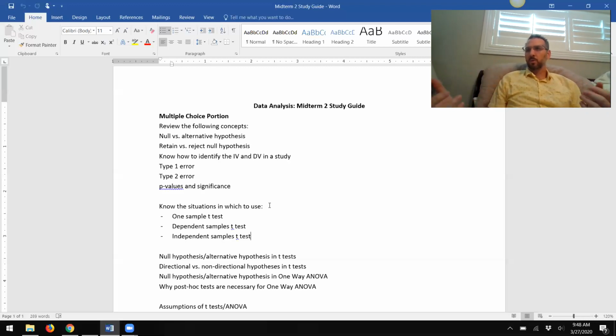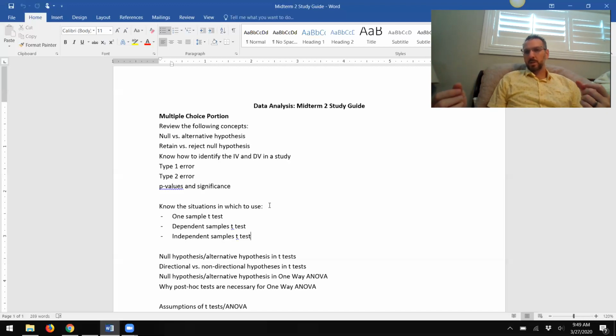So if I wrote, oh, you want to see if this value is 65, well, that's most likely going to be a one sample t-test, because I'm giving you a specific number and saying, okay, is the sample different from this particular value? So that's a one sample t-test.